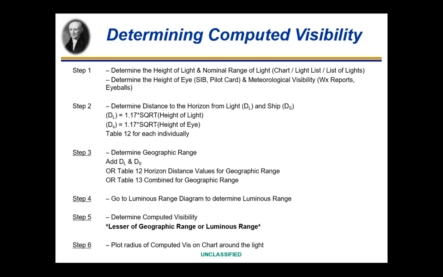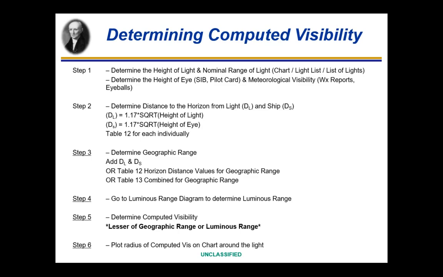Then we're going to find the visibility arc, or somewhere in between, based upon what the expected meteorological visibility is outside. Where the meteorological visibility arc and the vertical line of the nominal range values intersect, we're going to draw a horizontal line across and read out on the y-axis what the luminous range value is. Now at this point, we'll have both geographic range and luminous range. So to determine the computed visibility, we'll just take the lesser of those 2 values, and then we're going to plot the radius of that computed visibility distance on the chart around the light.